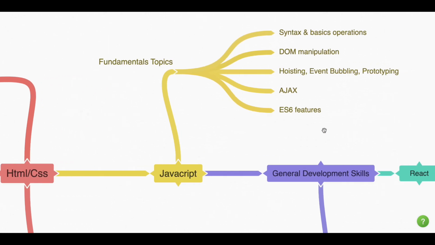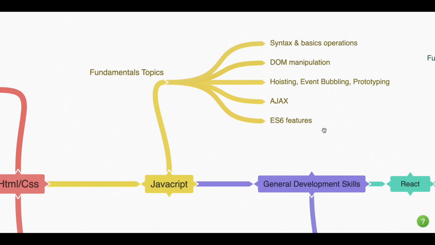After completing the HTML part, we can switch to JavaScript. JavaScript is the second section of this roadmap. Inside JavaScript, we have some fundamental topics. Before starting React, you have to cover at least these fundamental topics. So with JavaScript, let's begin with syntax and basic operations. You should explore the JavaScript syntax and basic operations, like how to create a function, a class, what is a variable, how to write code, everything inside that.